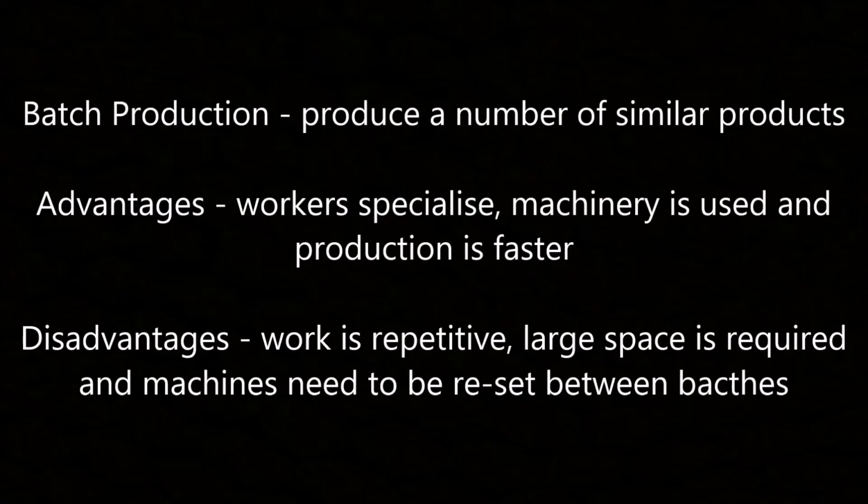Batch production is producing a number of similar products. The advantage is that work is specialised, machinery is used, and production is faster. The disadvantage is that work is repetitive, large space is required, and machines need to be reset in between batches.